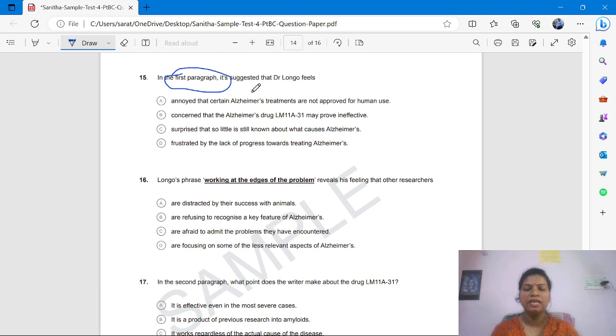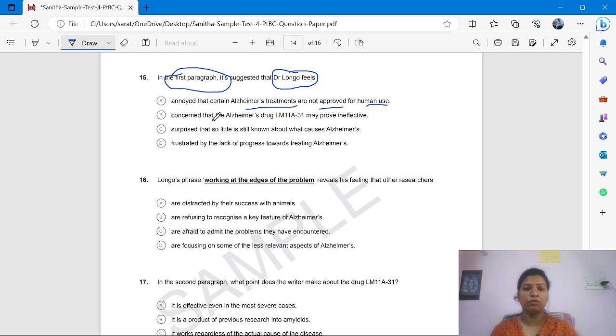In the first paragraph, it is suggested that Dr. Longo feels what? We have to underline the keywords. First, read the question, understand the meaning, keep the question in your mind and underline the keywords. Then come to the first option: annoyed that certain Alzheimer's treatments are not approved for human use. Just underline the keywords: not approved, certain Alzheimer's treatments.